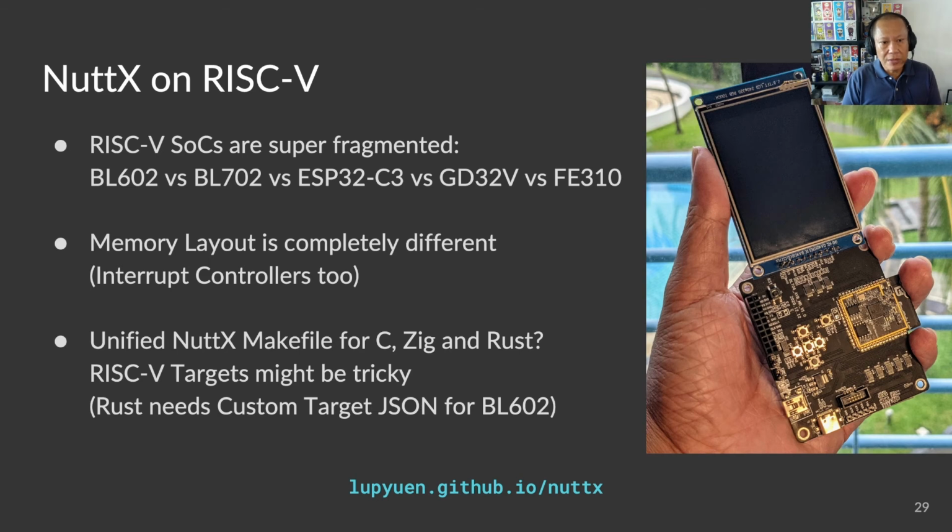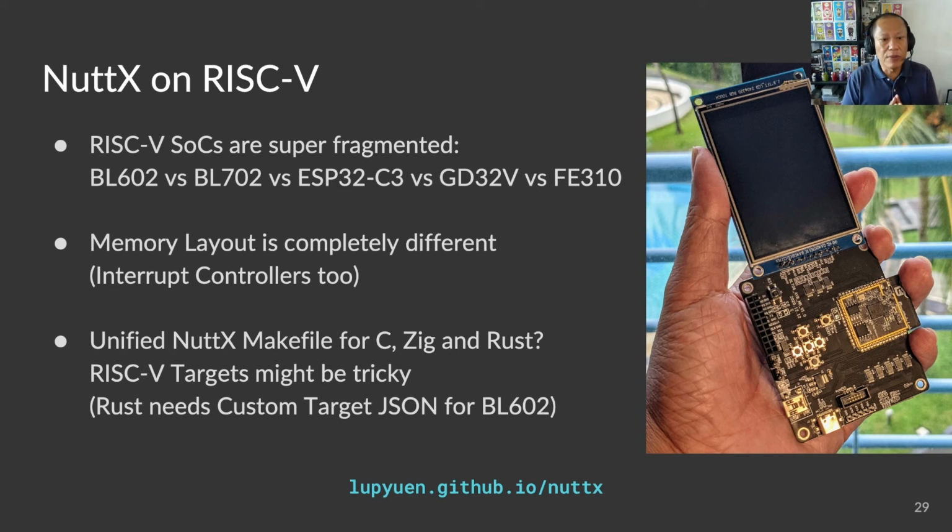Now, Buffalo Lab has two families of RISC-V SoCs, BL602 that we've seen earlier, and BL702, like this photo that we see here. Yet, BL702 is so different from BL602 that NuttX won't run on BL702, right? So it gets rather frustrating.